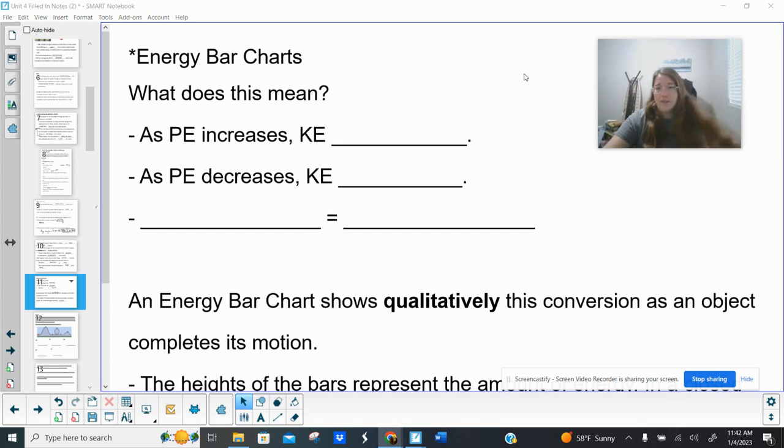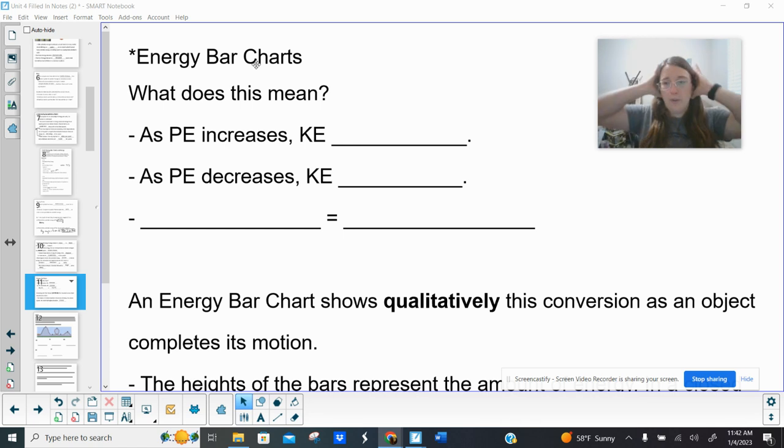So what we're going to talk about in this lesson is a concept called energy bar charts. It's just a way to visualize a conversion of energy. We're not going to do a lot of calculations. It's just talking about it qualitatively, which means just visually. It's not an actual mathematical calculation.